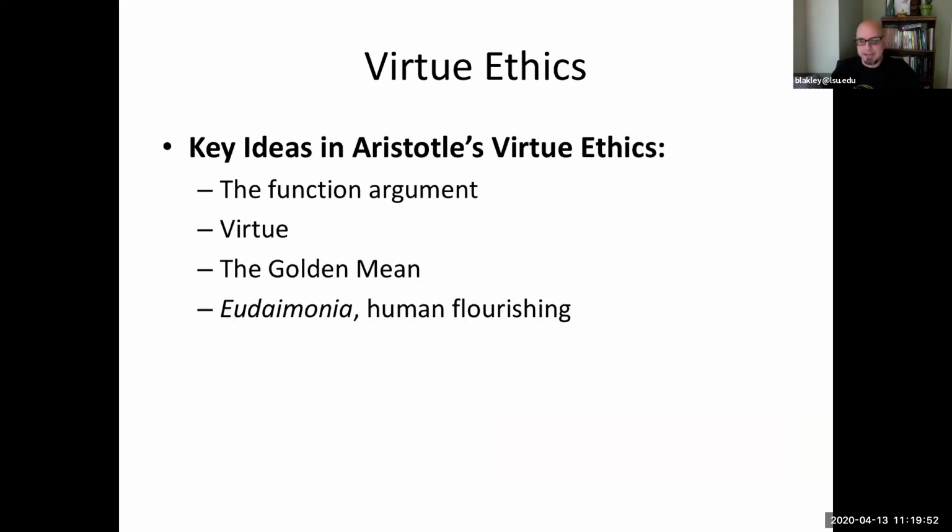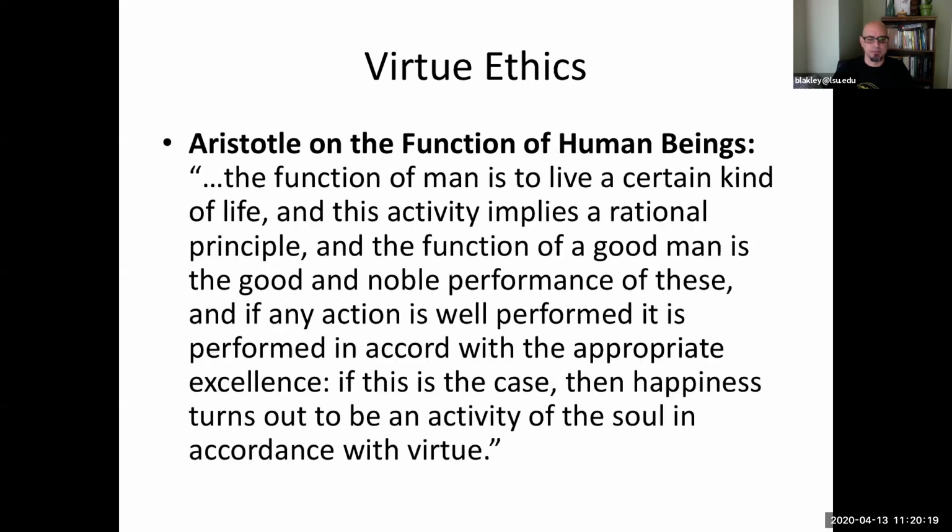So we've got some basic ideas to worry about here. The function argument is central to Aristotle's view here, so we'll talk a little bit about that. The idea of a virtue as opposed to a vice. And then the golden mean is going to be our basic normative or prescriptive standard according to this theory. And then the idea of eudaimonia, which usually gets translated as happiness, but means something more like well-being or human flourishing, as Aristotle uses the term. So first, let's take a look at the function argument.